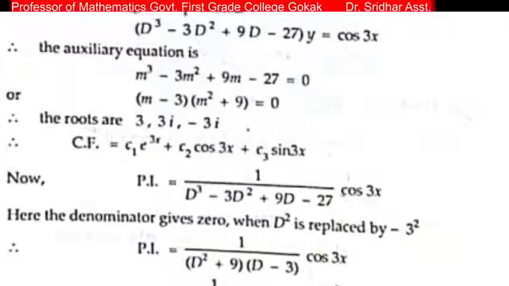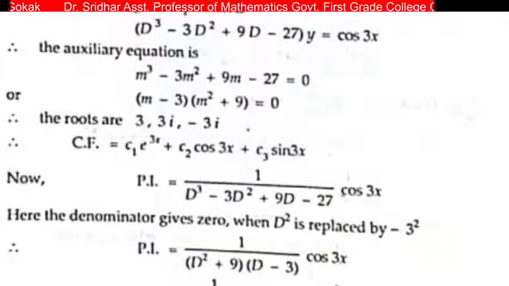Now solve this equation, we get 3 roots: 3, 3i and −3i. So the complementary function, the general solution, is c1 e^(3x) for the first root, plus for the other two roots, they are complex but the alpha part is 0, so it is c2 cos 3x + c3 sin 3x. Okay, so this is the general solution.